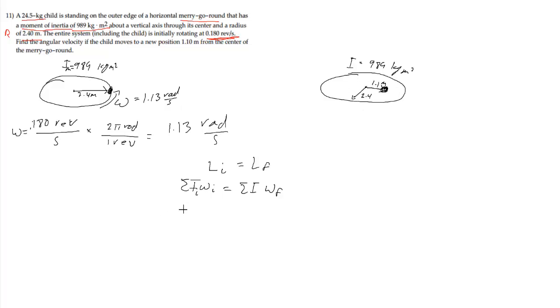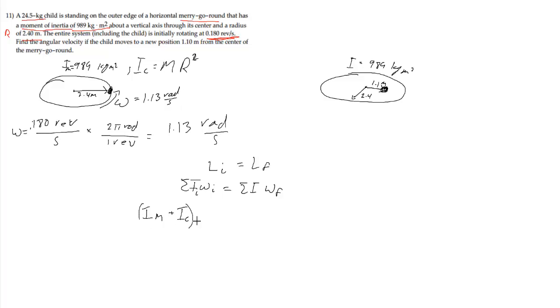Now, in our system with the child and the merry-go-round, we have two different I's, right? We've got I of the merry-go-round, which we're given numerically, plus the I of the child. Since we'll consider the child a single point, I child is just the mass of the child times his location on the merry-go-round squared. So the moment of inertia of a point particle.